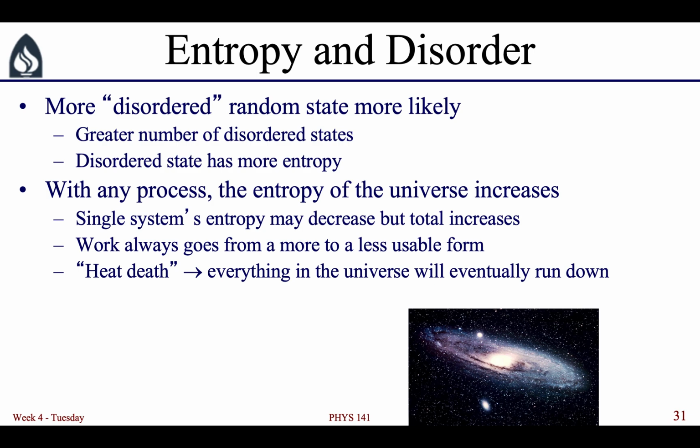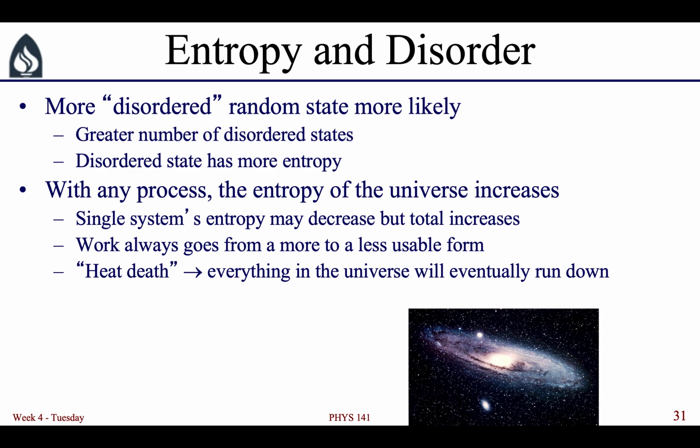So anytime you have a process, the entropy of the universe will increase. A single system's entropy can decrease, but the total will increase. So take our M&M example. You can certainly decrease the disorder of the M&Ms by sorting them into piles. But in order to do that, you're using food energy and transforming it into heat as your muscles do work. And so you are creating entropy, and the entropy you are creating is greater than the entropy that is lost by sorting the M&Ms into piles.